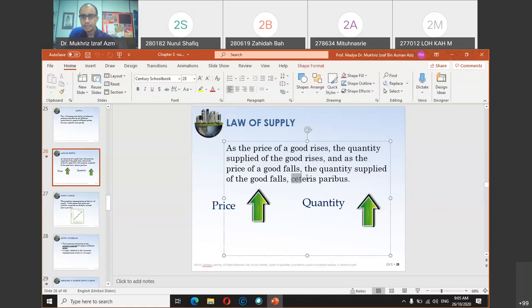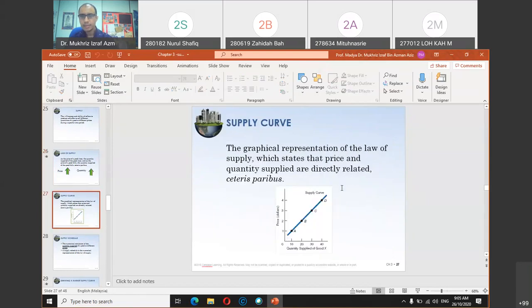And of course there is the assumption of ceteris paribus, or other factors remain constant. Meaning when you want to examine the impact of the price of that particular good on the quantity supplied, you assume other factors, for example stock, labor, whatever factors besides price, remain constant, just like in demand. The conventional supply curve is upward sloping, meaning that the relationship between P and Q is positive. As the price goes up, the quantity will also increase, so that is an upward sloping curve.